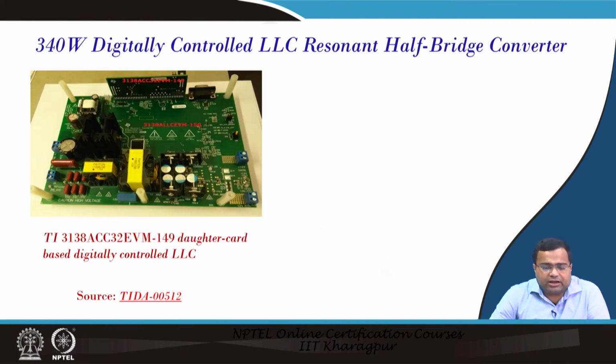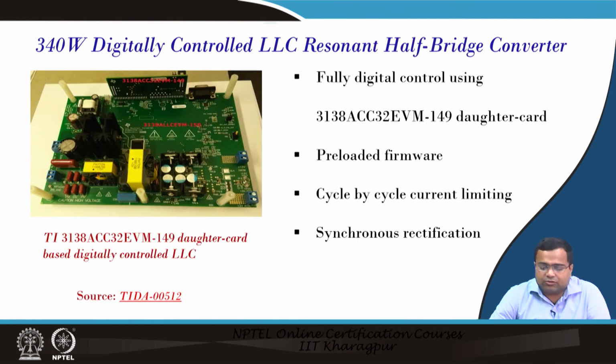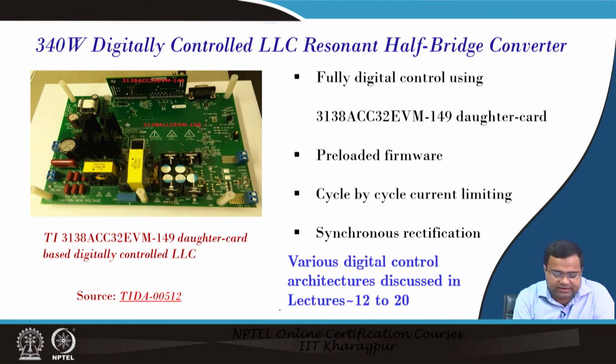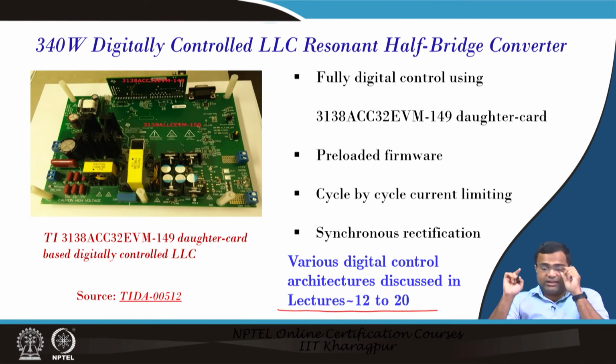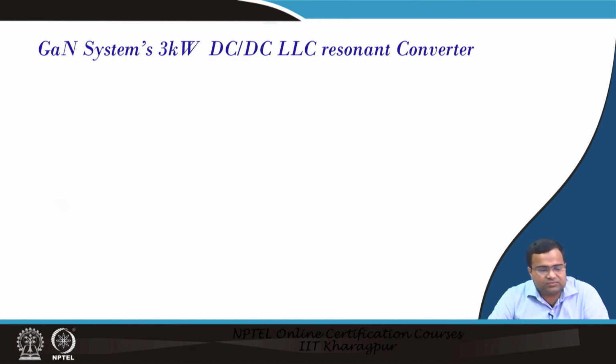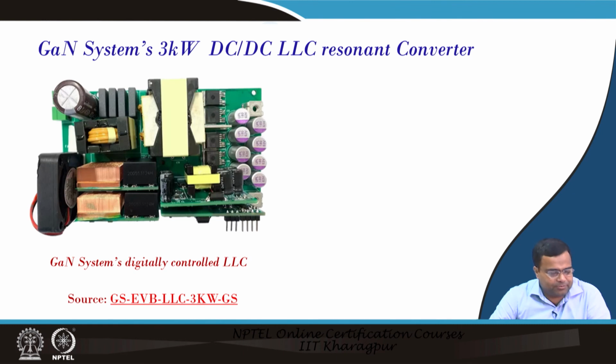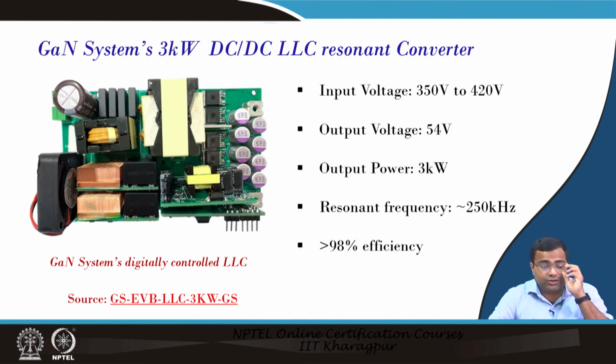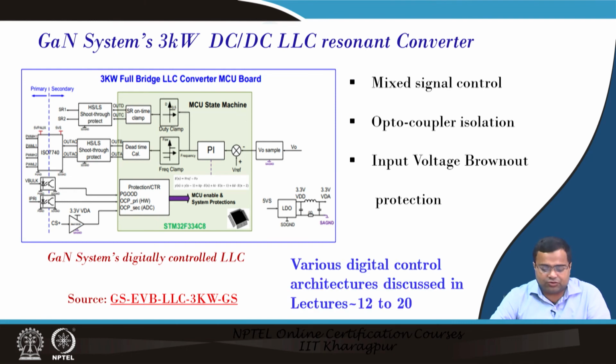Then digitally controlled resonant half bridge converter, this is from Texas Instruments, which also uses a fully digital control solution, and we have discussed various architecture of digital control from lecture 12 to 20. So, some of this architecture including extensive implementation from week 8 as well as week 10 to 12 will be helpful. Then GaN based 3 kilowatt converter from GaN Systems, this also uses digital control, mixed signal control, and we have discussed lecture 12 to lecture 20 as well as week 8, week 10, week 11, week 12, all digital control techniques or implementations are discussed.